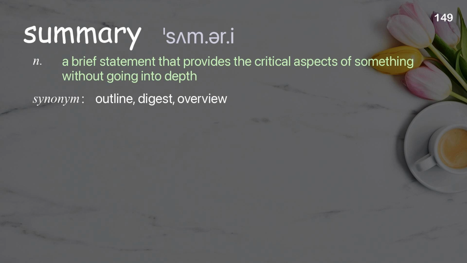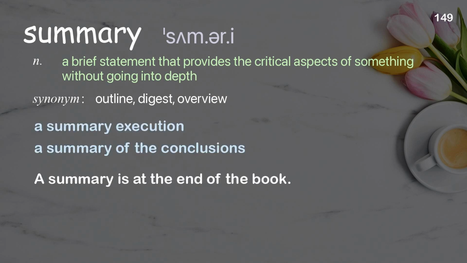Summary. A brief statement that provides the critical aspects of something without going into depth. Examples: A summary execution. A summary of the conclusions. A summary is at the end of a book.